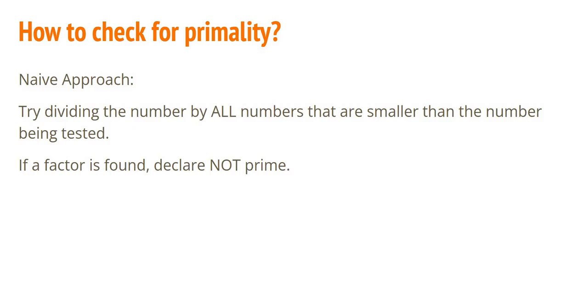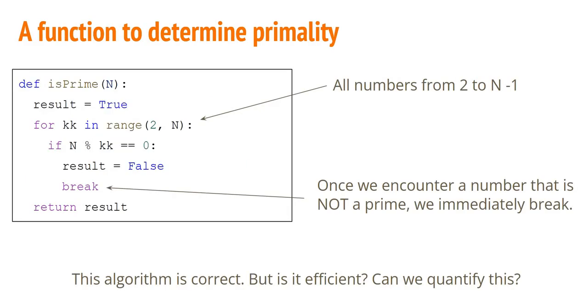If you find a factor, then declare it's not a prime. If you do not find any factors, then declare it's a prime. This is a correct algorithm. This is going to work. The code for this will look something like this. In fact, we are going to do this now and convince ourselves that this is the right algorithm. Briefly, I'll run you through this.